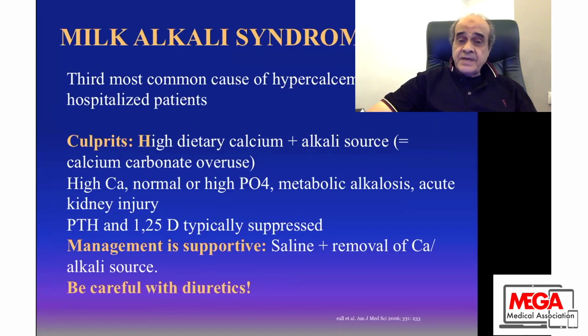High dietary calcium plus an alkali source with calcium carbonate overuse, high calcium, normal or high phosphate, metabolic alkalosis can make kidney injury, nephrotoxic. Parathyroid hormone and 1,25 vitamin D are typically suppressed. Management is supportive, saline, removal of the alkali source, and be careful with diuretics if your patient is volume depleted.